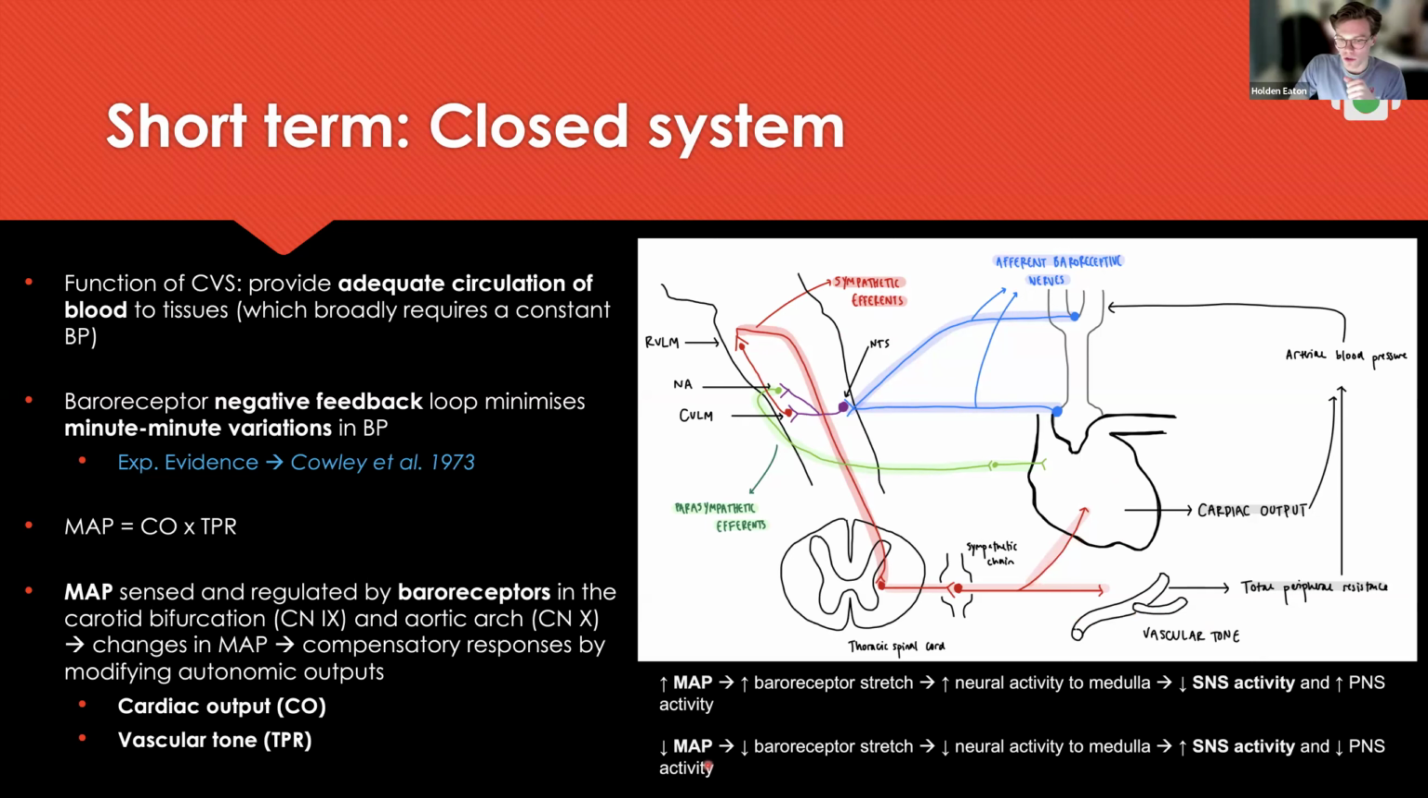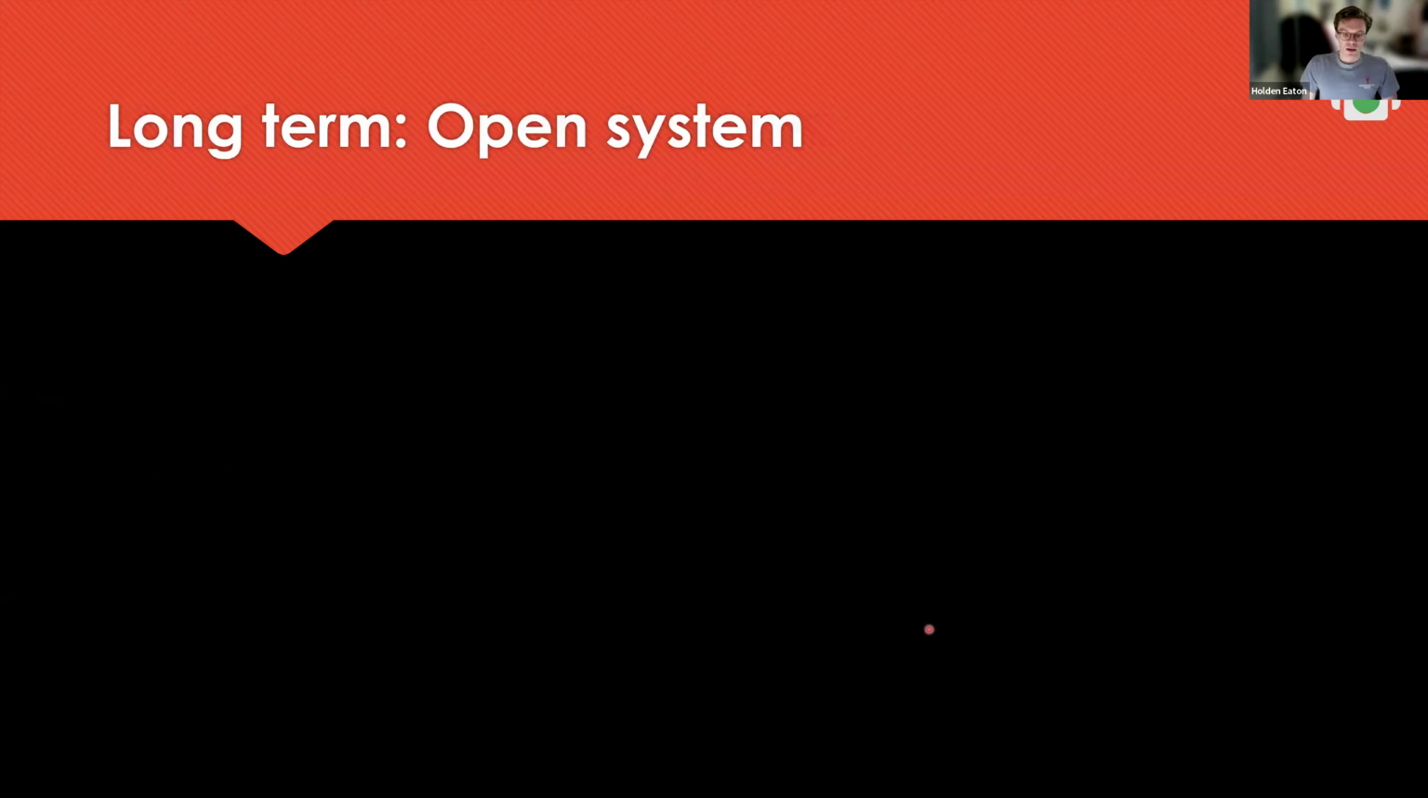If blood pressure falls, say if you stand up suddenly, blood pressure will fall across the system acutely as gravity acts on your blood. You'll need a rise in sympathetic nervous system activity to counteract this. So that's the short term.